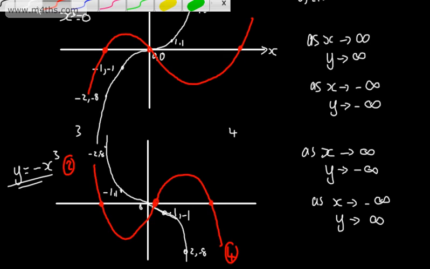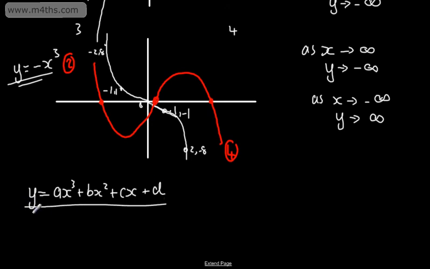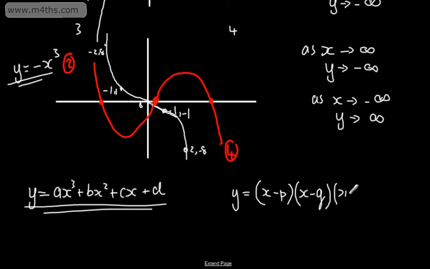We can write the cubic equation, the graph of a cubic equation, in the form y is equal to ax cubed plus bx squared plus cx plus d. The ideal scenario for us is that it's already factored. In this particular unit, we will look at factored form. So, for example, we might have y is equal to x minus p multiplied by x minus q multiplied by x minus r.